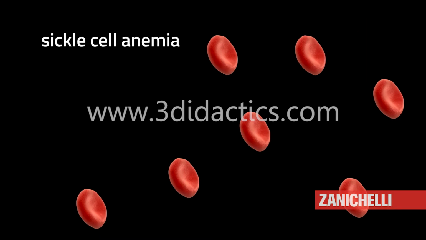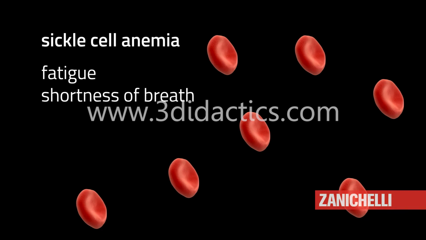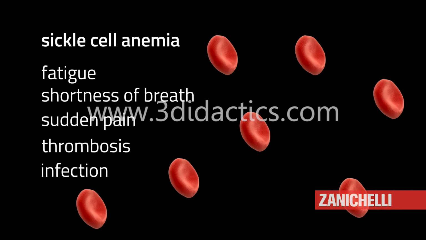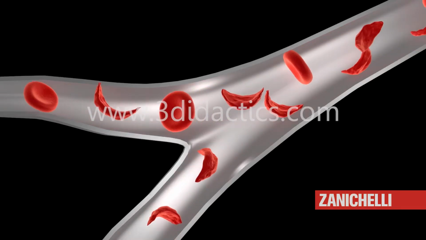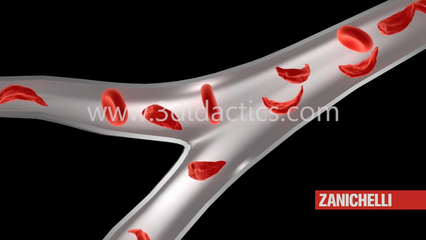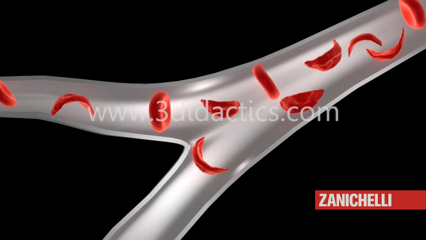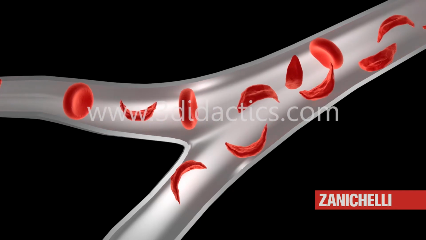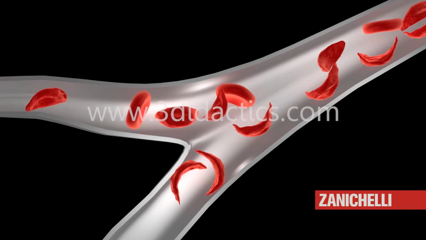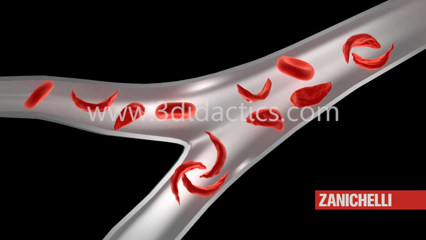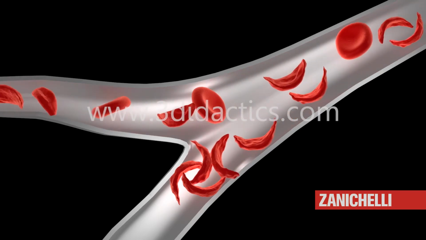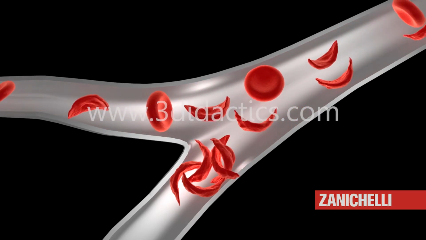Those with sickle cell anemia have these typical symptoms: fatigue and shortness of breath. Other symptoms are sudden pain, thrombosis, and infection. Some symptoms depend on the sickle shape of the red blood cells. We have seen that erythrocytes take on a sickle shape when hemoglobin gives up oxygen. This happens in the capillaries, the smallest vessels of the circulatory system. The sickle shape can cause red blood cells to adhere to capillary walls, resulting in microcirculatory blockage.